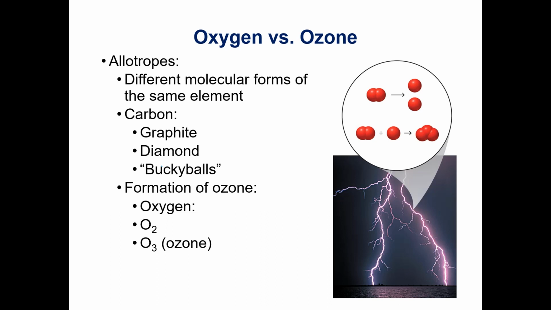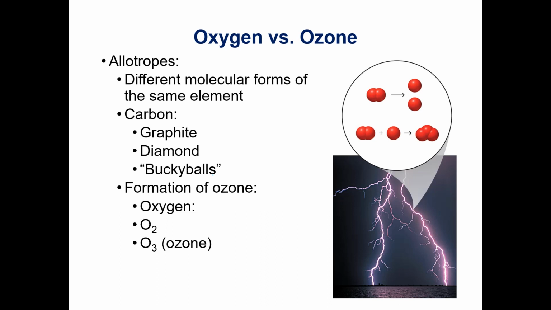Another form of carbon is something called buckyballs. If you haven't seen buckyballs, they look somewhat similar to soccer balls. It's a C60 molecule. They're named for Buckminster Fuller. And they're structured, as I said, kind of like a soccer ball. But they have quite different properties, as you might expect from graphite and diamond.